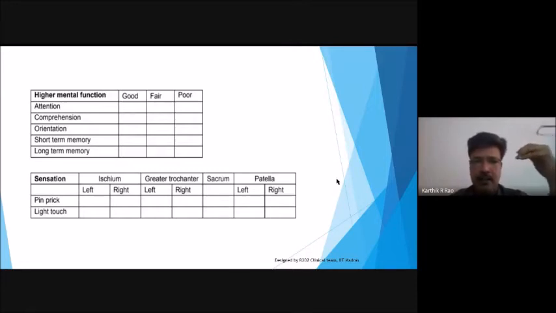And then we look at the sensation. We look at the pinprick and light touch sensation, mainly over the weight-bearing areas in the lower limb, wherever there's a contact, wherever there's a risk of developing a pressure sore. So the ischium, the greater trochanter, the sacrum, and the patella. So you're going to check all those 4 areas just to make sure the patient or the user has sensation, so that the person understands that there is a need to shift his body weight and adjust it so that he's able to relieve his pressure.